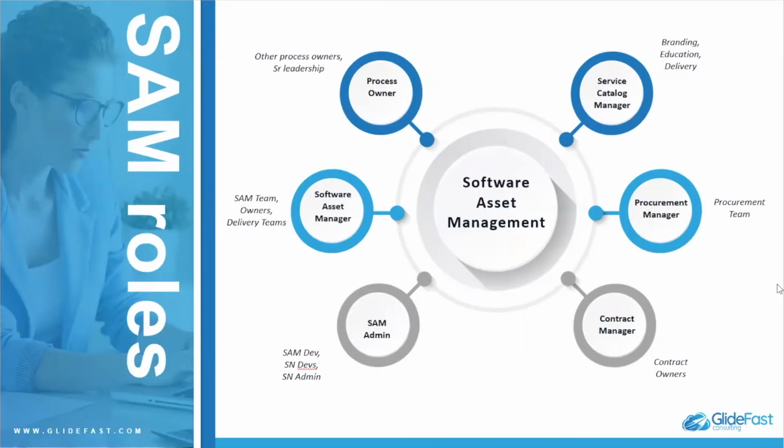In terms of roles, we really ask customers to define these up front when they are doing their software asset management. We really have to have somebody in all of these roles to be successful. Obviously, a process owner. We need a software asset manager who relates to the SAM team, the owners, and the delivery teams to carry the messages. This is really different than the rest of ServiceNow, I think, in that we also have a SAM admin.